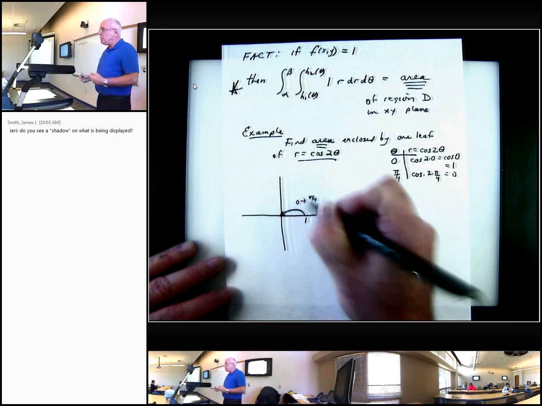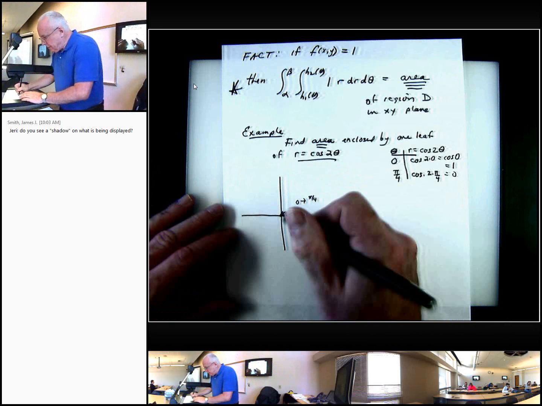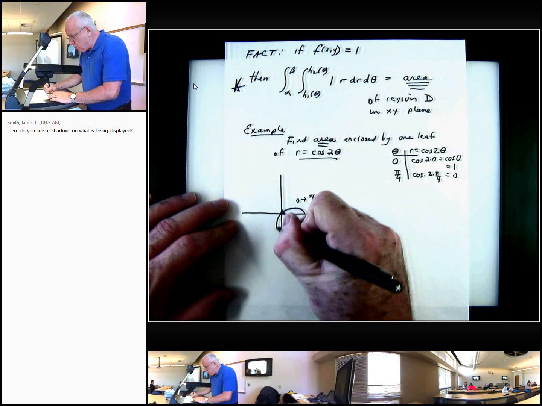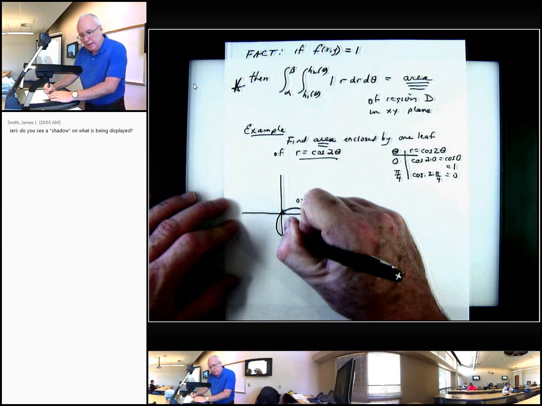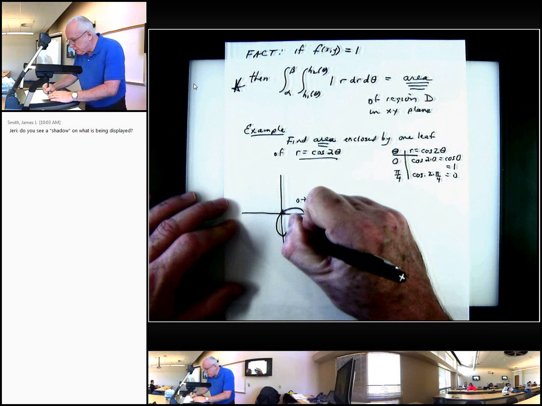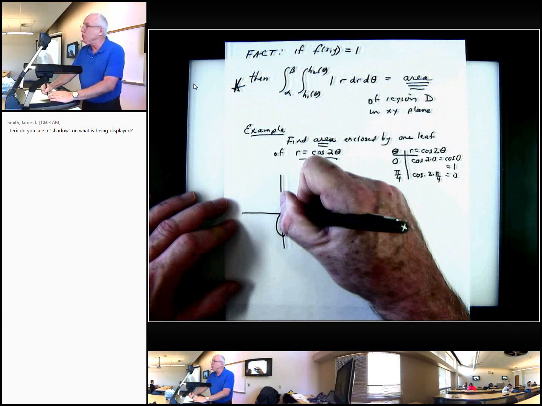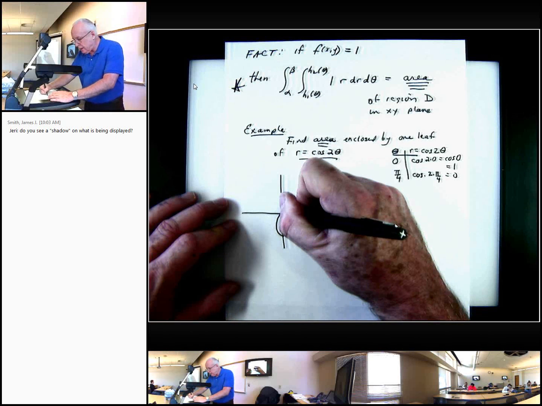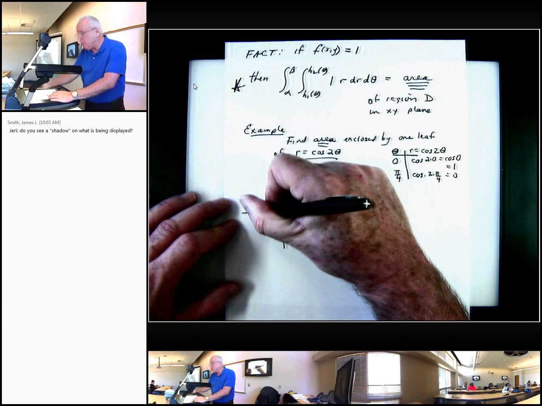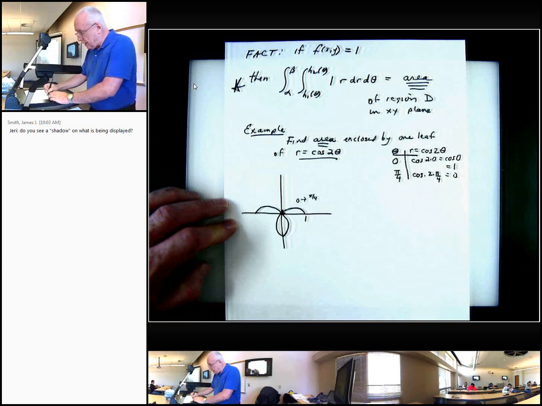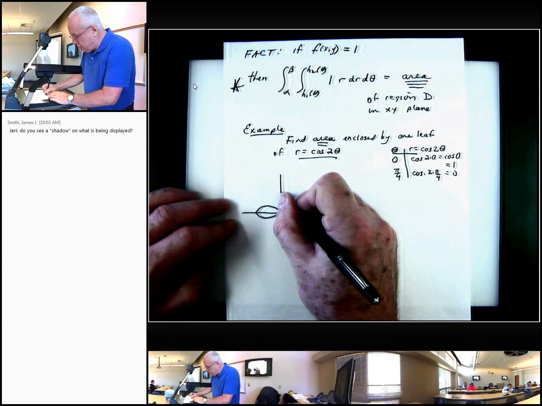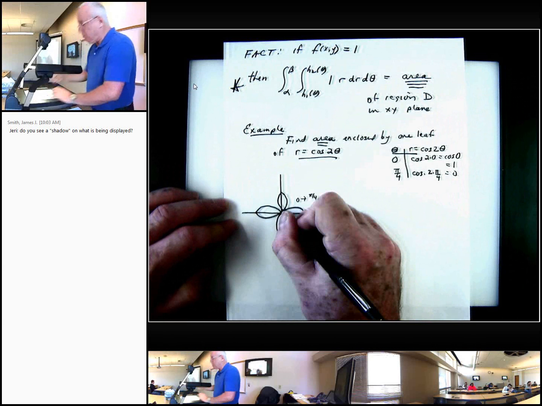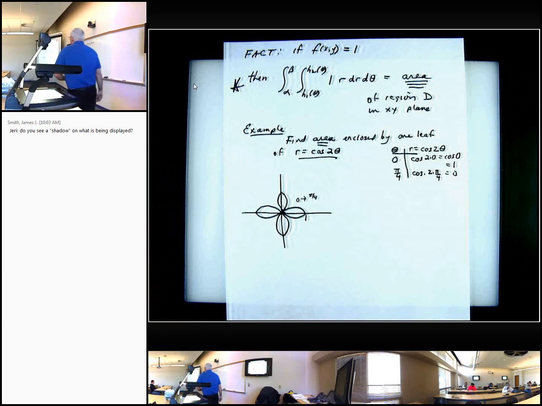We can continue this process. This leaf here is going to be pi over 4 to pi over 2. And then we continue here, pi over 2 to 3/4 pi. Continue here, 3/4 pi to pi. Continue like this, and we end up getting what looks like a clover leaf, all right?